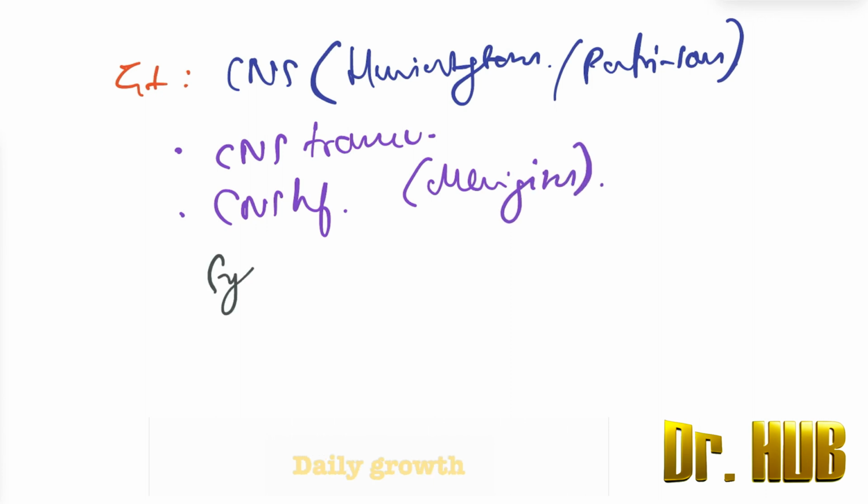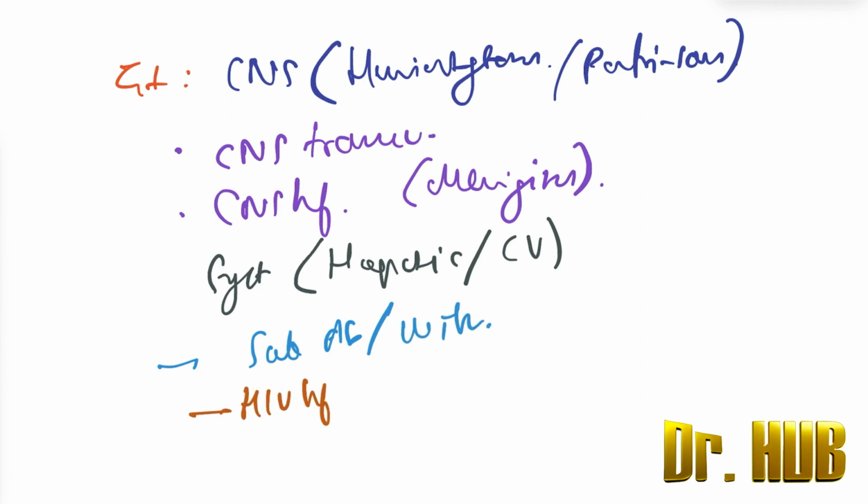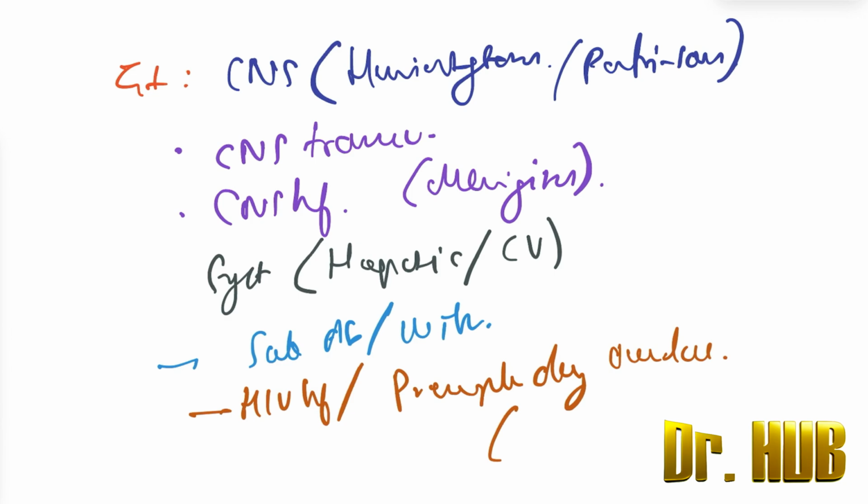Then we will look at systemic diseases. Systemic diseases can involve the hepatic system as well as the cardiovascular system. It can be due to substance abuse and withdrawal. Then we have HIV infection and also prescription drug overdose. An example here is atropine.